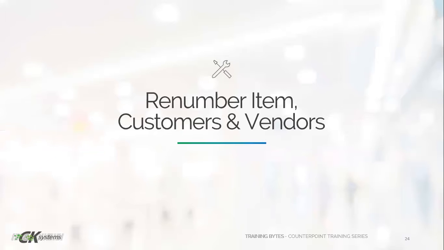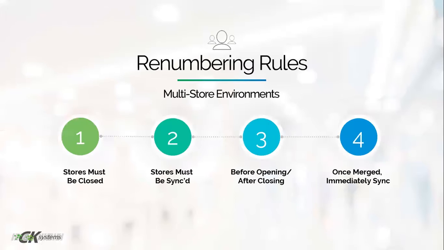Okay. Last, I'm going to talk about renumber item, customers and vendors. And as I mentioned earlier, when people are new to Counterpoint and they build a vendor, they just click on the auto assign button. Counterpoint gives it a number, and 3 months later they say, "Wow, that number is not intuitive. How could I change it?" So you can. We do have rules in a multi-store environment. Your stores need to be closed. Your stores need to be synced. You need to do this before opening and after closing.